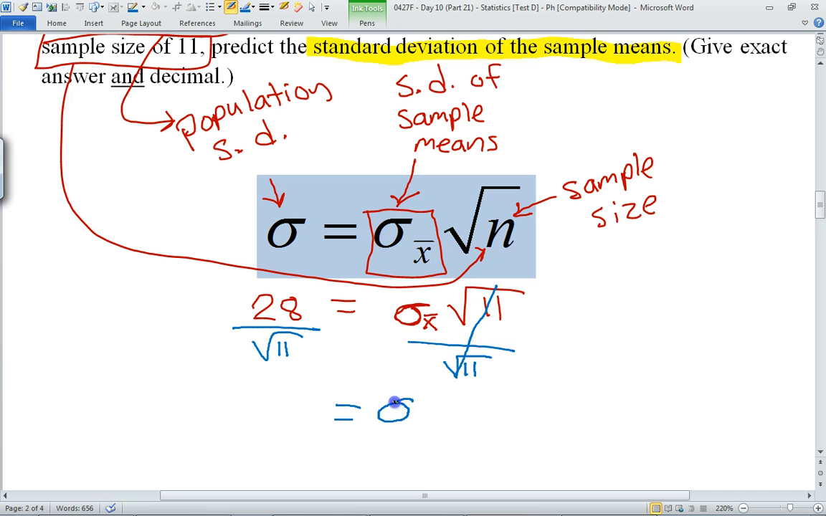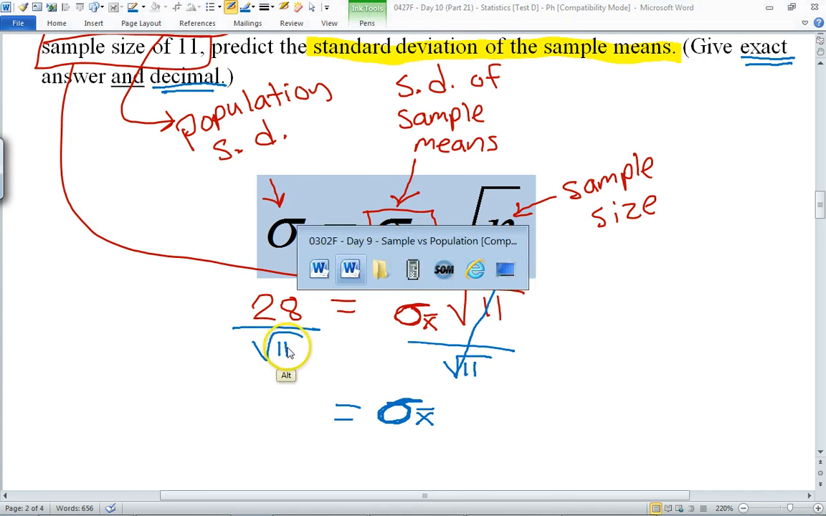So I've got, I'm not very good at this. Okay, so I've got the standard deviation of the sample means by itself. Let's put this in the calculator and see if we can get an exact answer, meaning with radicals instead of decimals, and we'll get a decimal answer as well. We'll get both right now. Let's see, 28 over radical 11. Let's see what we've got.